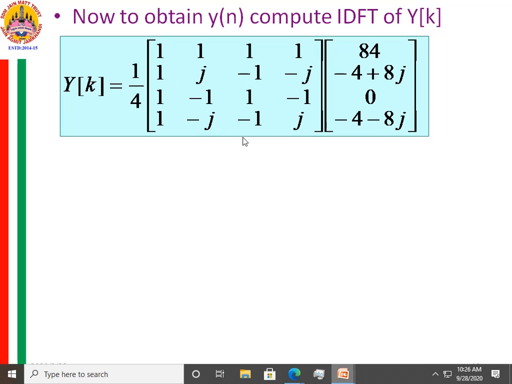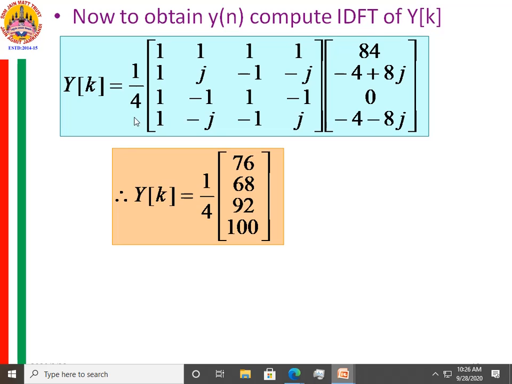Now this matrix is the conjugate of W. Take the conjugate of W, this is the W conjugate 4 matrix, and multiply it with 84, minus 4 plus 8j, 0, minus 4 minus 8j. After completing the row and column matrix multiplication, each point should be divided by 4. You observe that the matrix multiplication result is 76, 68, 92 and 100. Then you divide it by 4 and you will get yn.